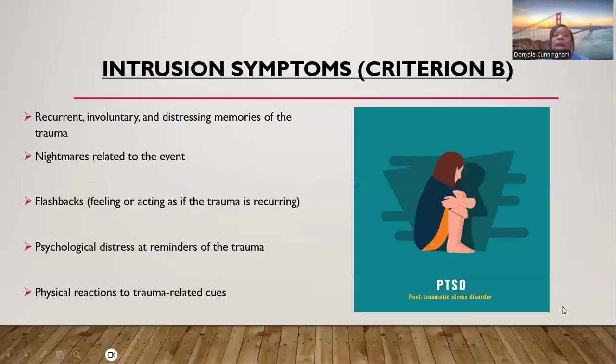Now, when we talk about the intrusive symptoms, criterion B of PTSD focuses on the intrusive re-experiencing of those traumatic events. These symptoms are characterized by their involuntary and distressing nature, meaning they are not intentionally initiated by the individual and cause significant emotional or physical discomfort. These symptoms can manifest in various ways, including intrusive memories, distressing dreams, flashbacks, and intense psychological distress or physiological reactivity when exposed to trauma-related cues.